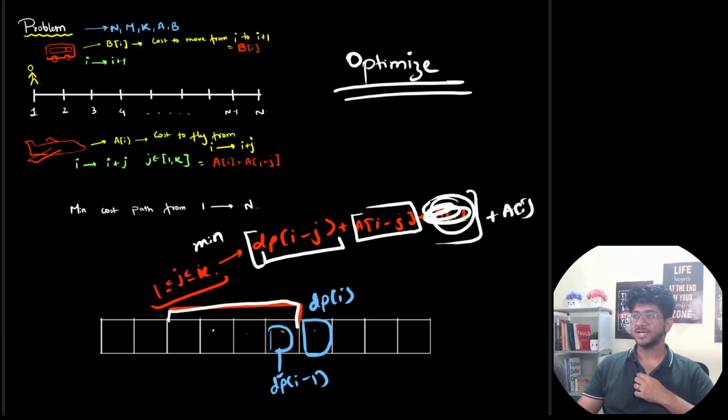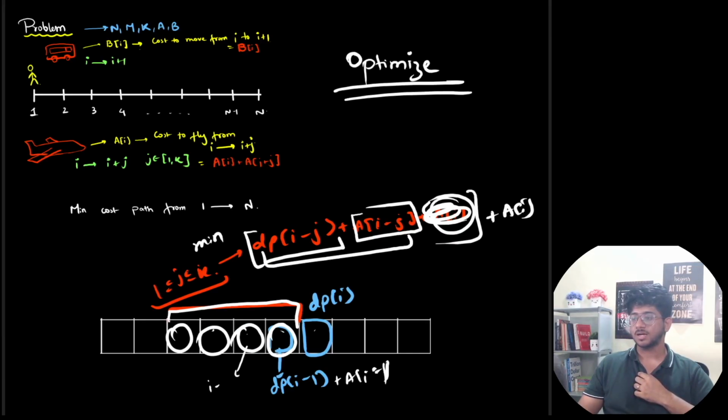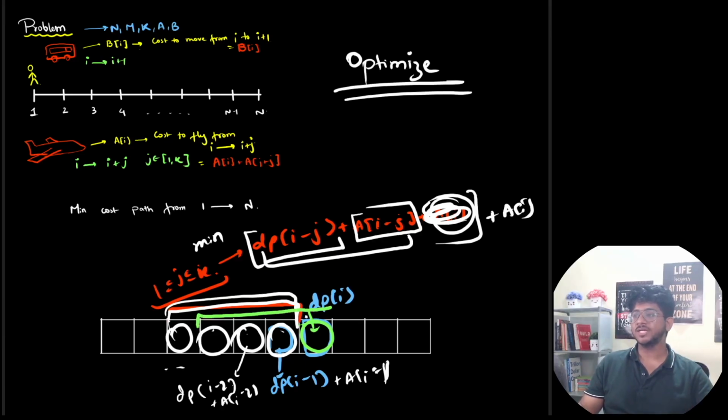It's a bunch of values like dp of i minus 1 plus a of i minus 1, and so on, right? These values. Note that we need to find out the minimum of this to be used over here. Now for the similar type of values, we also need the minimum of this to be filled in over here.